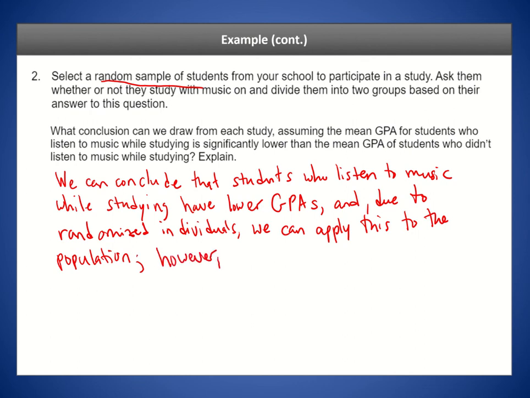However, we can't determine that music is the cause. We can't determine any cause and effect here. There's no causal effect here. And the reason why we can't determine that music is the cause here is because we didn't include random assignments. So the students were asked whether or not they study with music on, and then we put them in that group. So not only do they recognize the group that they're in, they are put in based on whether they do the action or not. So you're not actually applying a treatment to them. You're just observing what their preference is, and then putting them in that group.